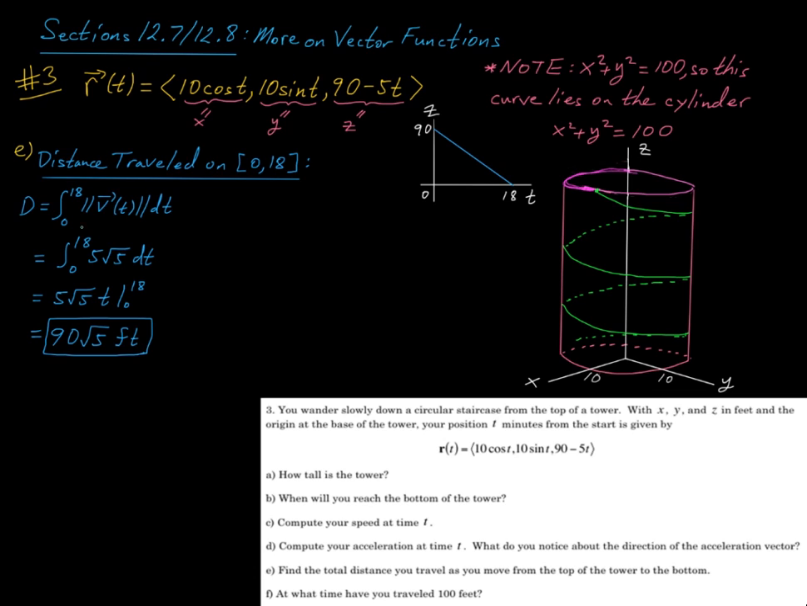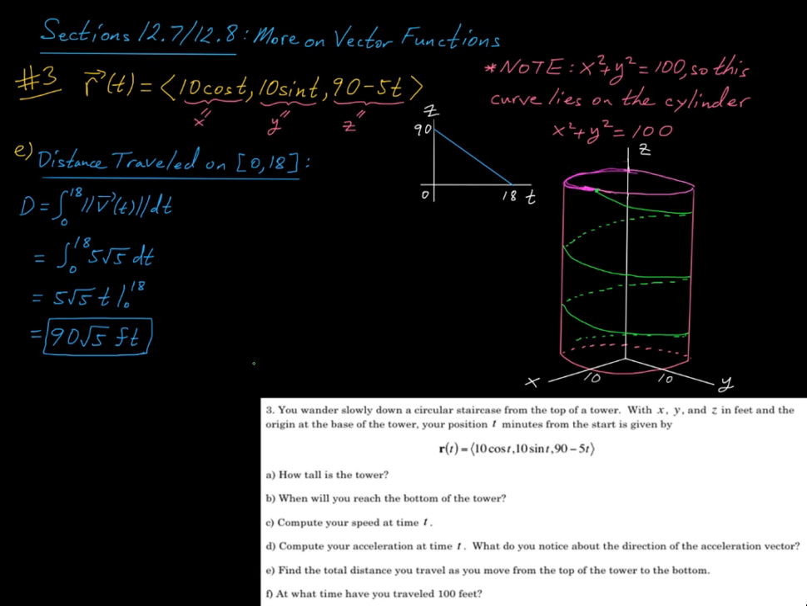And to do that, like we saw in the last video, we want to integrate the speed. And we found in part C that you're moving with a constant speed, so we're just integrating the constant 5 root 5 over the interval from 0 to 18, and this comes out to be 90 times the square root of 5, and that would be feet, because we're measuring the distance traveled.